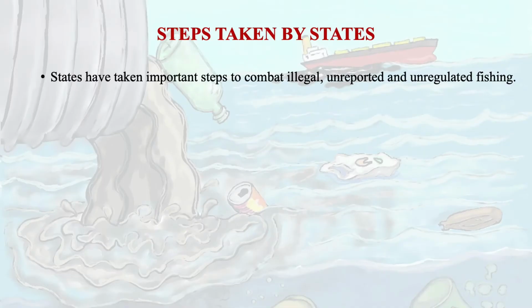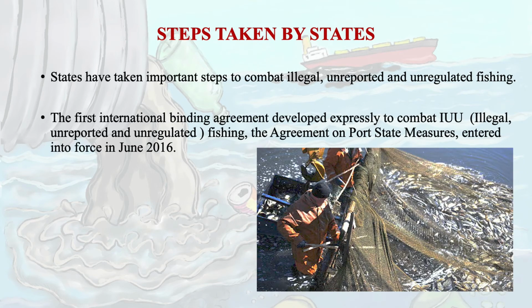On the other hand, we know that illegal, unreported, and unregulated fishing is one of the threats to marine biodiversity. So each state needs to take important steps to combat this illegal, unreported, and unregulated fishing. In this direction, you will find the first international binding agreement developed expressly to combat IUU, meaning illegal, unreported, unregulated fishing.